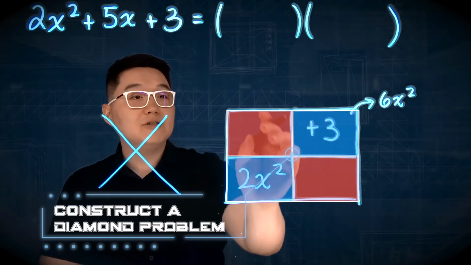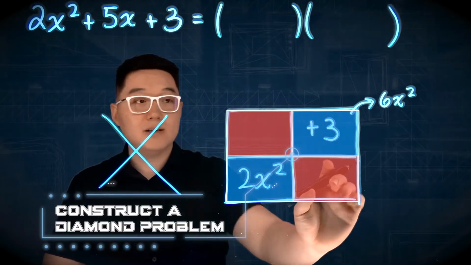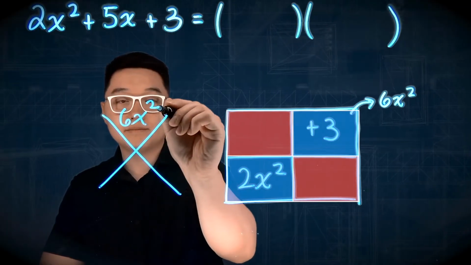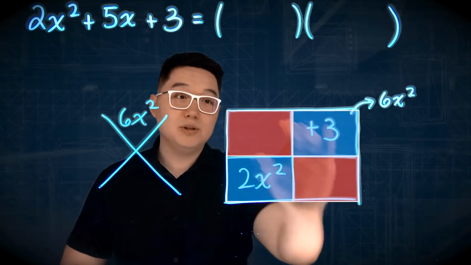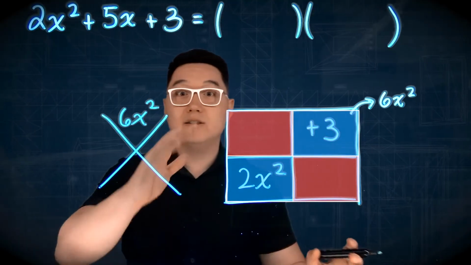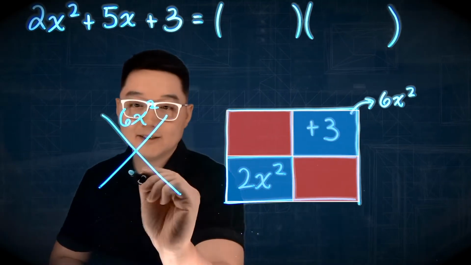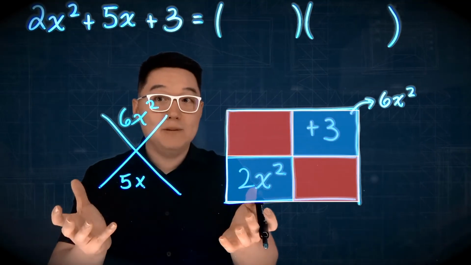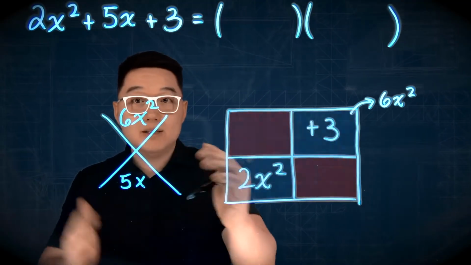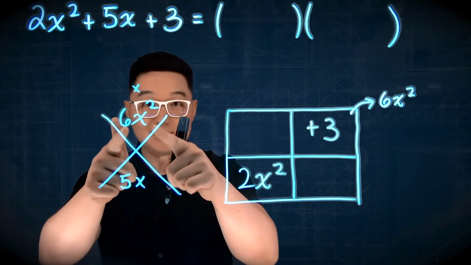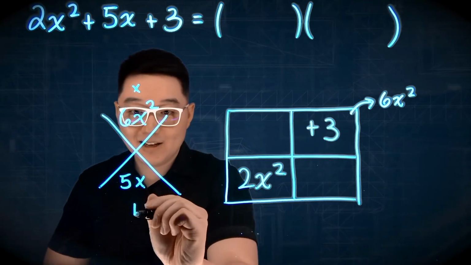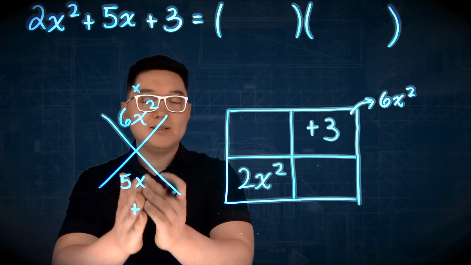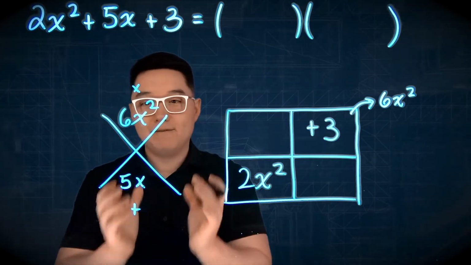Now we know that two numbers here, or two expressions, must multiply to be 6x squared. The two sections of this diagonal must also combine to be 5x. When we solve this diamond or x game problem, these two numbers must multiply to be 6x squared, but when you add, you get 5x. So what two terms multiply to be 6, but add to get 5?